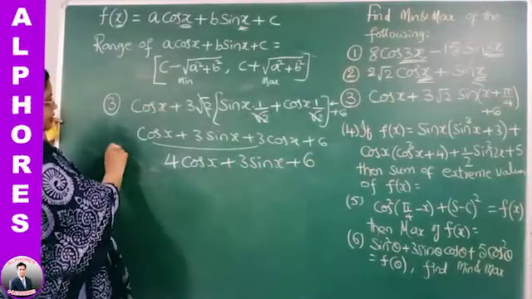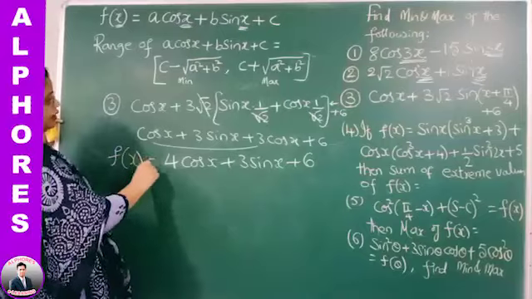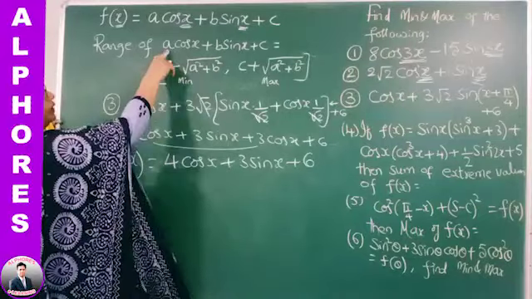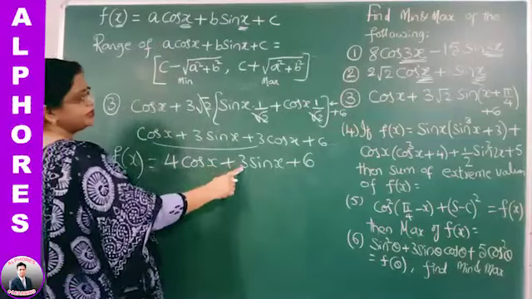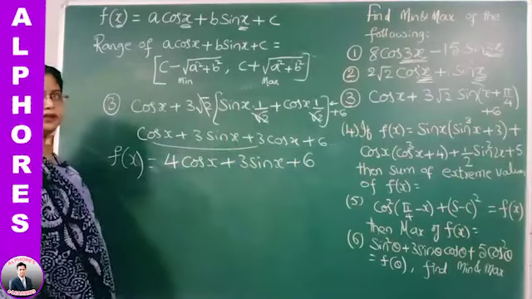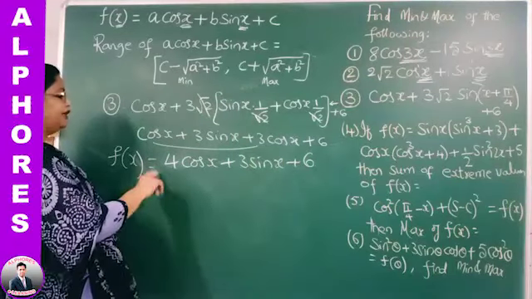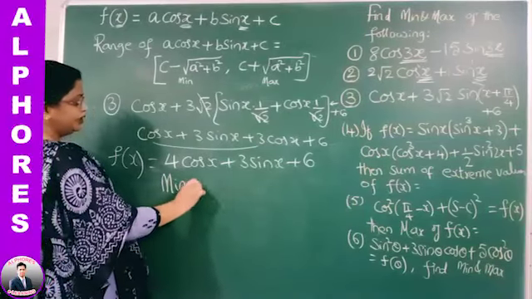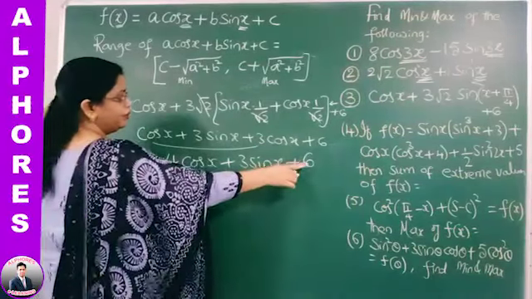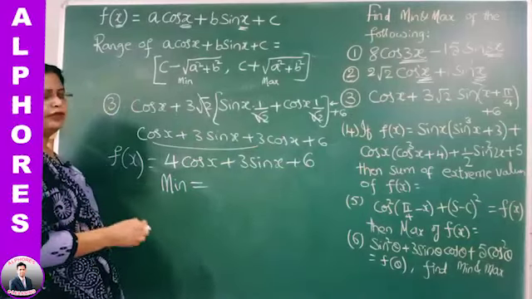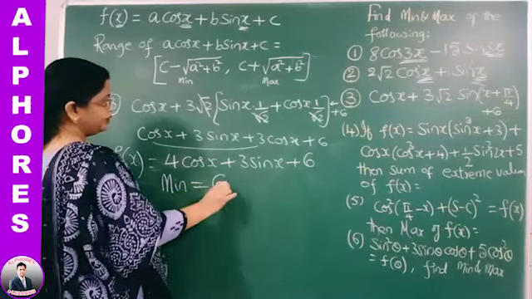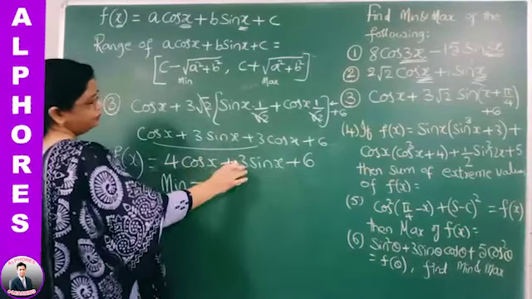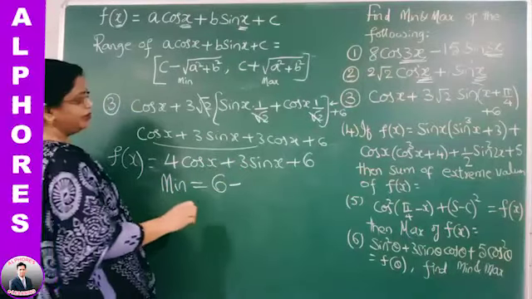So this is our f of x, students. Exactly, now it is in our standard form. A is 4, B is 3 and our C value is nothing but 6. Understand? Then what about the least value? The minimum value is nothing but C minus the square root of a squared plus b squared. What is our C in this problem? It is 6. Therefore 6 minus the square root of 4 and 3 combination, you know it is 5.